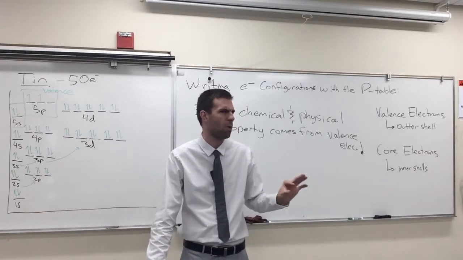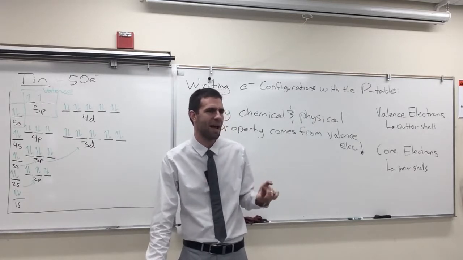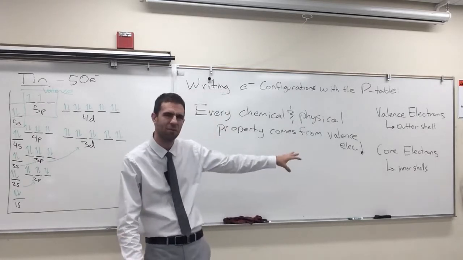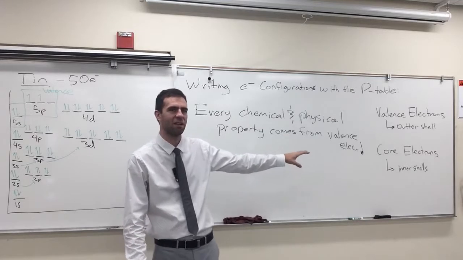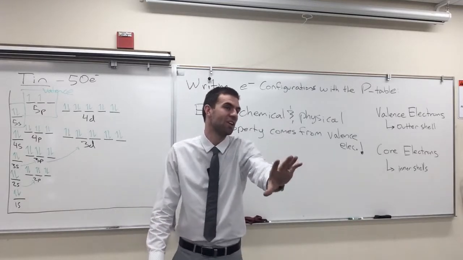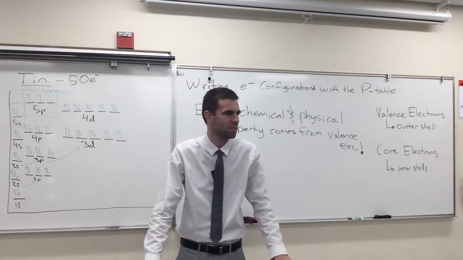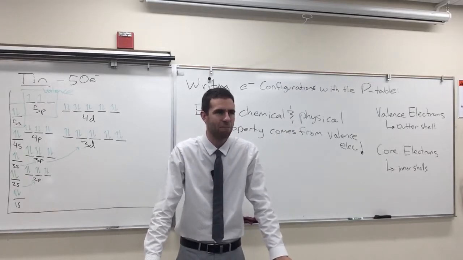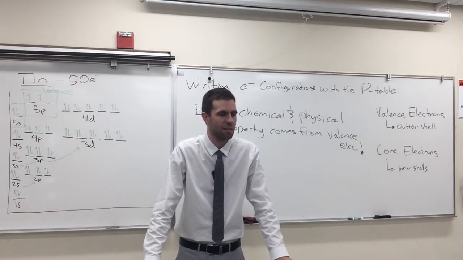Actually, a couple of those really small properties, a couple little details, might happen because of some core electron stuff, but basically the lion's share happens because of valence electrons. But even that happens because of electrons. So why do we care so much about electrons? Because they make everything happen. Understand? So that's why we're doing this. So you guys go ahead and do the next one on your own.